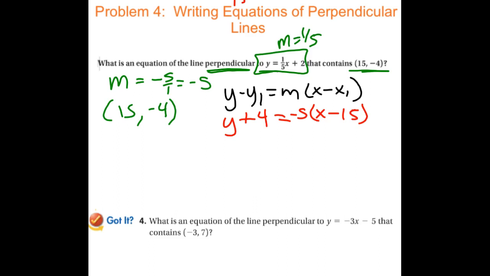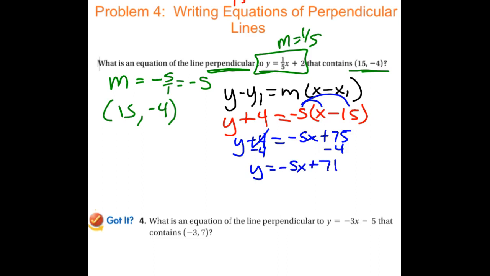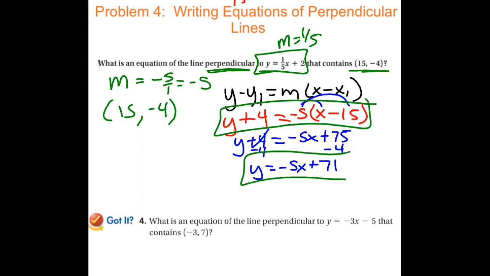So I'm going to do that now just so we get into the practice of it, so you can do it with me. You need to distribute that -5 through. The right side stays the same. I have y plus 4 equals -5x, and then it's -5 times -15, which is +75. Now I just finish getting the y alone by moving that 4 over, and I get y equals -5x plus 71. So depending on what they're asking for, your answer could be here in red, or it could be down here in blue. You just have to see if they're asking for a form.